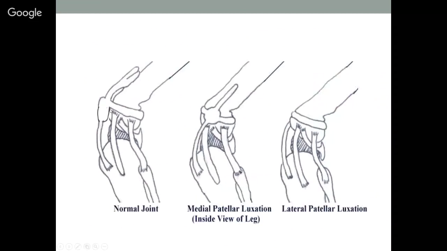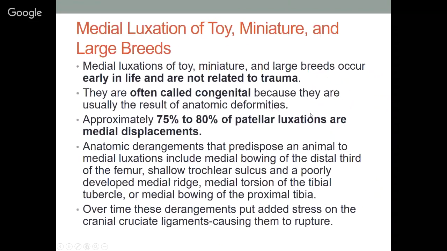This is a normal joint. Here is our patellar ligament, and it comes from the tendon of the gastrocnemius muscles, and it comes all the way down and joins the tibia, the cranial portion of the tibia. The patella lays in here. There is also a lateral ligament of the side here. This is the side view of the joint. If we have a medial luxation, then the patella moves across these ridges over to the medial side of the leg. If we have a lateral patellar luxation, it moves to the outside of the leg.